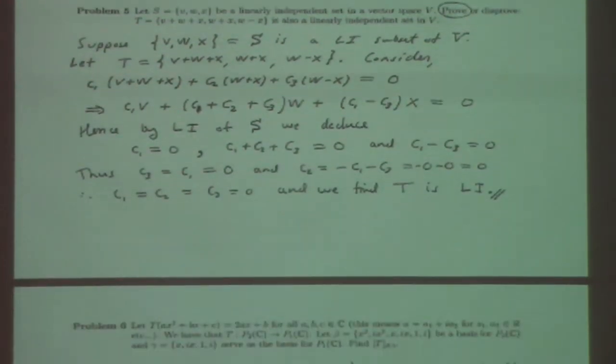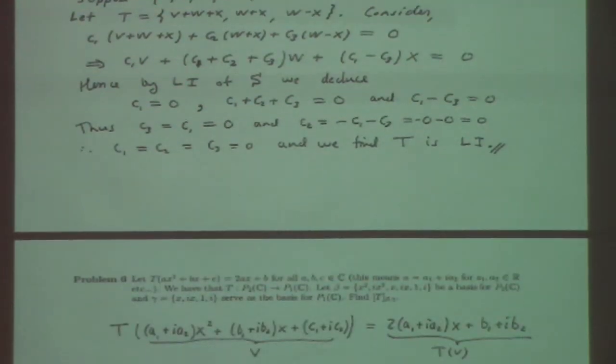So you're trying to show that T is a linearly independent set, right? So what's your first move? Suppose S is a linearly independent set. That is the start of the proof, okay?